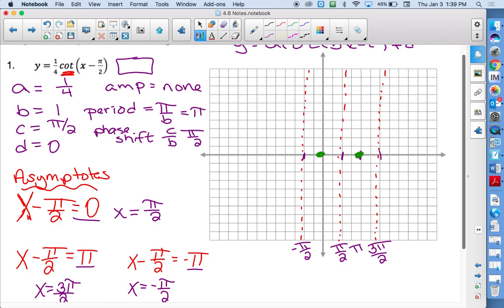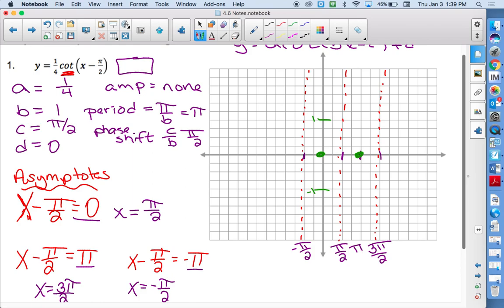So the last part we need to think about is the fact that it's cotangent. And there's a 1/4 in front there. So I'm going to go up 4 and down 4. Call that 1 and negative 1. Is cotangent an increasing graph or a decreasing graph? Chelsea? Decreasing. So that means now, just like sine and cosine, everything is quartered.